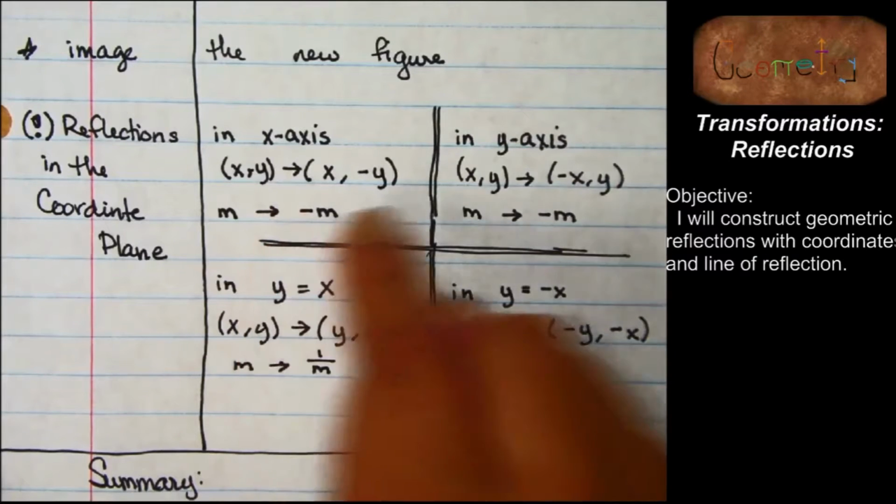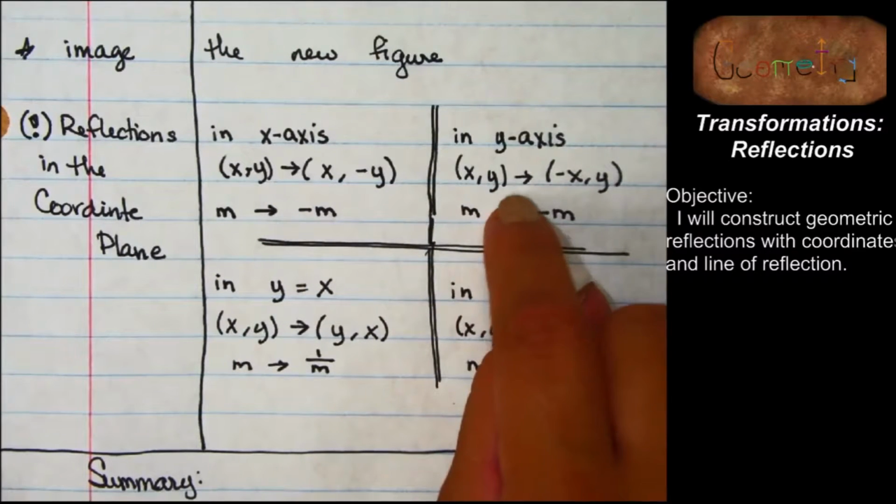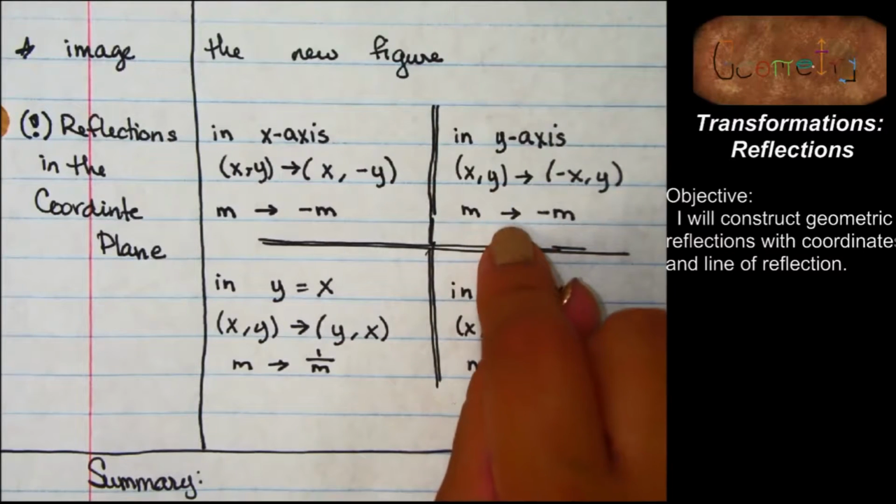Okay? Let's look at the y-axis. What's the change in the coordinates in the y-axis? The x is having the sign change. Nice. And the slope? Changes again to a negative. Again, having a sign change.